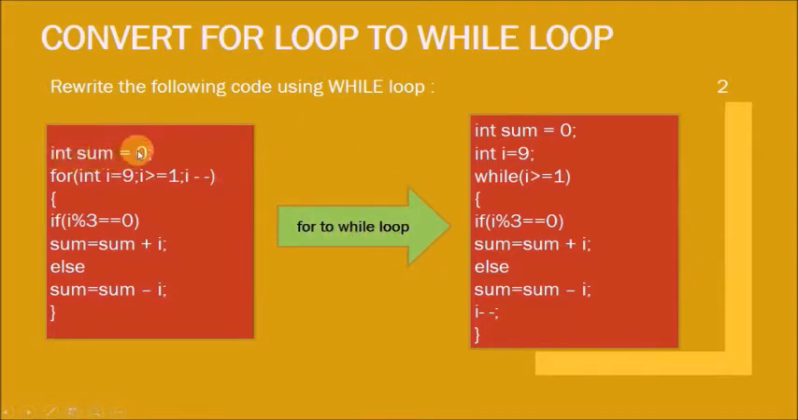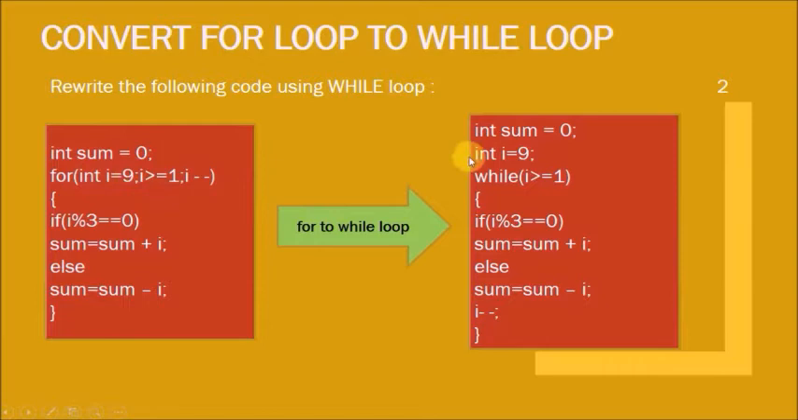Now int sum = 0 will remain the same. Now there are 3 expressions. This is the initialization expression, this is the test expression, and this is the update expression. In for loop, all the 3 come in a single line, but in while loop, they are broken into 3 different lines. So the initialization expression comes before the while loop.